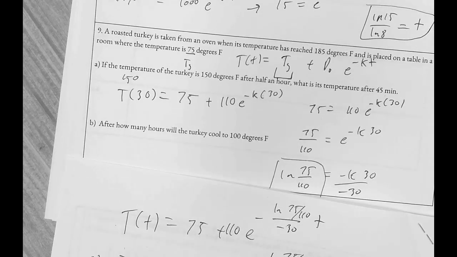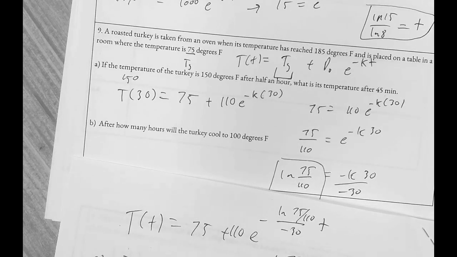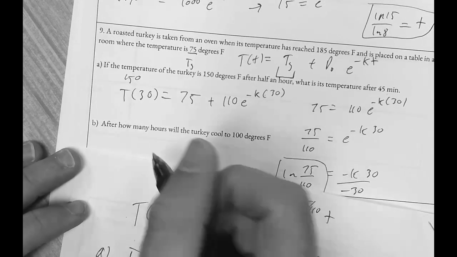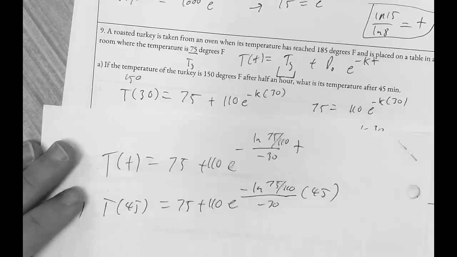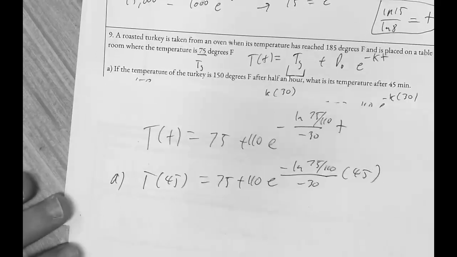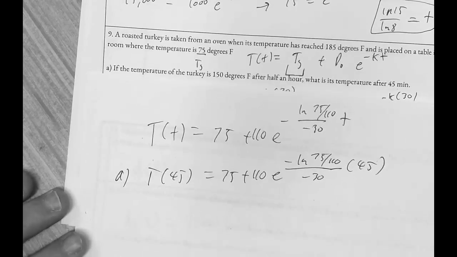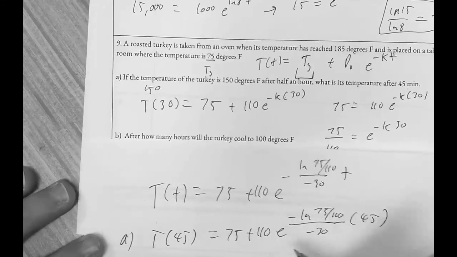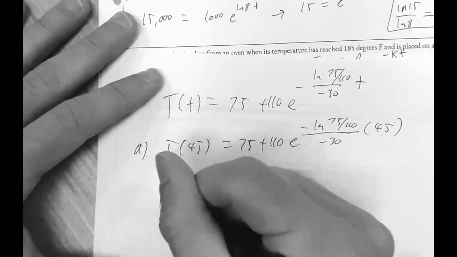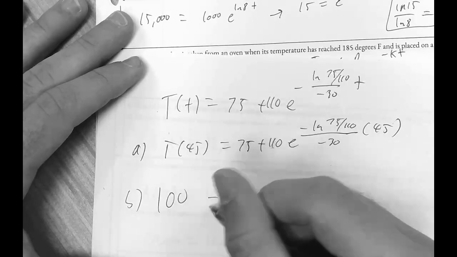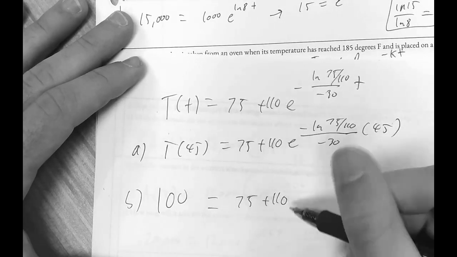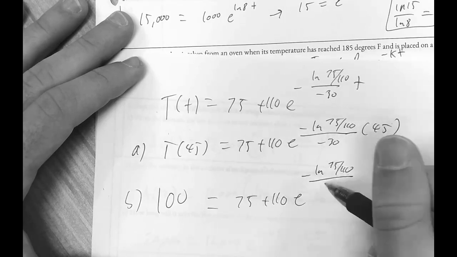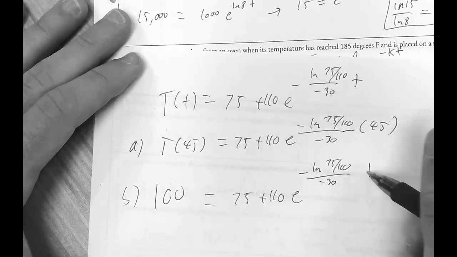And then how many hours will it take to cool the turkey to 100 degrees Fahrenheit? So interesting, this is in hours. We need to pay attention to that. We can still keep it in minutes. We will convert it at the end. So this would be 100 degrees. That means this output needs to be 100 degrees equals 75 plus 110 e to the negative ln 75 over 110 over negative 30 times some t.